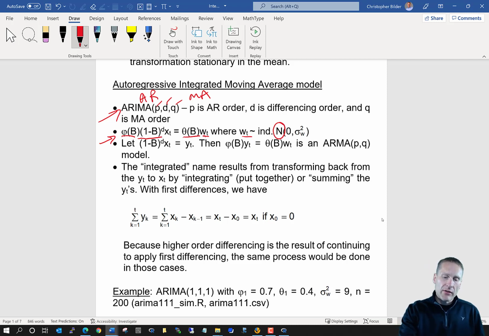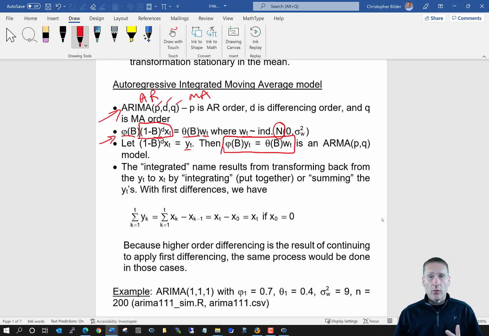So let's take a look at this new part of the model, the (1 minus B) raised to the d power, the differencing part. When we take that times x of t, we could call that all, let's say, y sub t. Then our model just simply becomes an ARMA model with p and q as the order of the AR and MA parts of it. So essentially all the stuff that we've been doing for ARMA models carries over to here now, if we think of the (1 minus B) raised to the d power times x of t part replaced by simply y sub t.